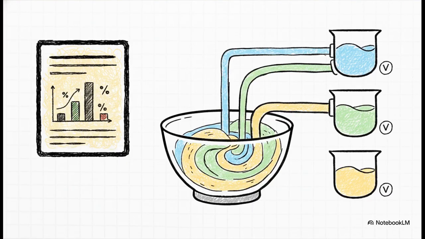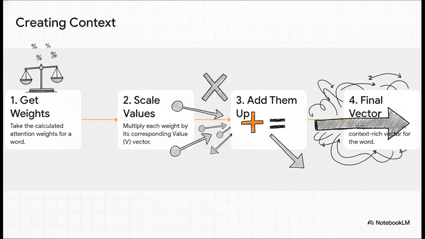Remember the V vectors? They're the ones holding all the rich, meaningful information for each word. Well, the attention weights we just calculated are basically the recipe. They tell us exactly how much of each word's value to blend into our final mixture. So the process is what's called a weighted sum. It's pretty simple, really. You take each attention weight, that percentage, you multiply it by its corresponding value vector, and then you just add them all up.